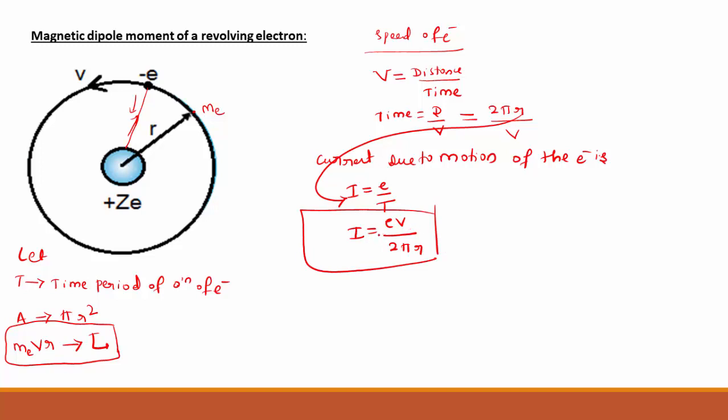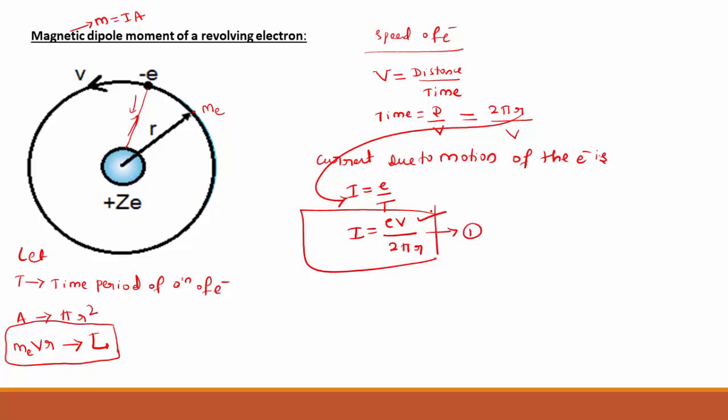Why do we need the I value here? Magnetic dipole moment M is the product of current flowing through the loop and the area of the loop. Now we have I is equal to ev divided by 2 pi r. This is equation number 1.